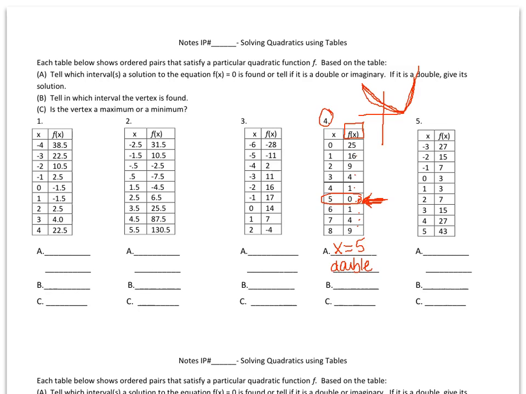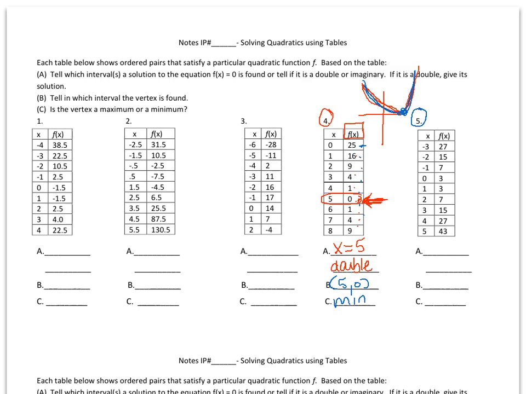Okay, so the vertex is the exact same point. The vertex is 5, 0. Okay, and is the vertex a maximum or a minimum? Well, you can see that it starts out at 25, and then it starts coming down, down, down, down, down, and then goes back up. So you can see that it's going to open up, which makes that vertex right here a minimum.